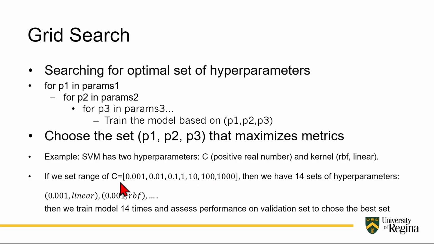Then for all these 7, we combine that with the 2 options that we have for the kernel, and then in total we have 14 sets of hyperparameters. So the first value with linear, the first value with RBF, the second value, and so on. So we train it 14 different times and assess the performance on the validation set to choose the best set.